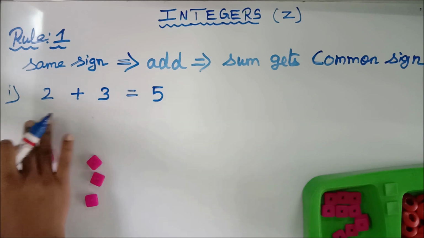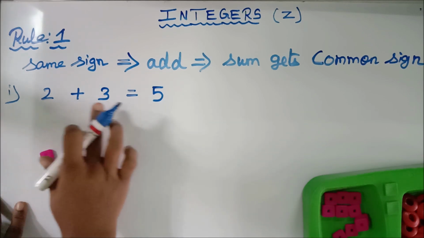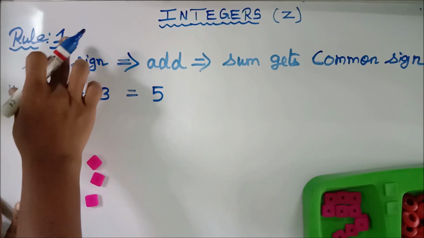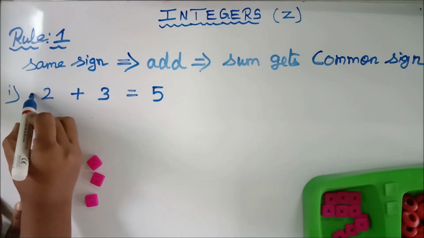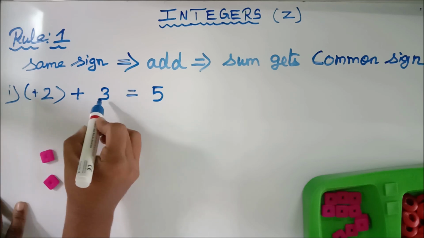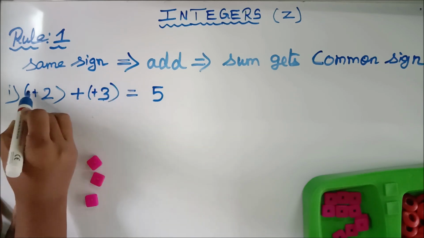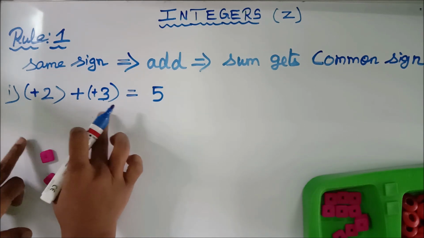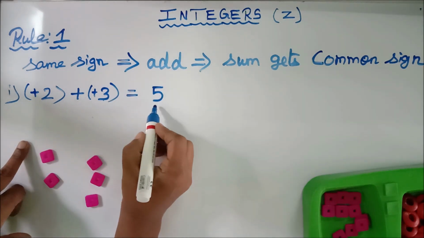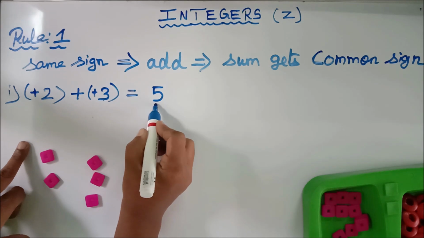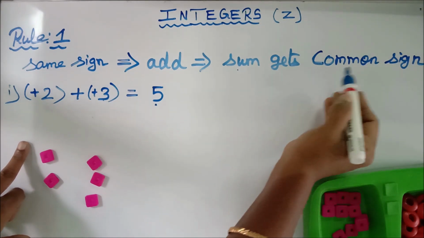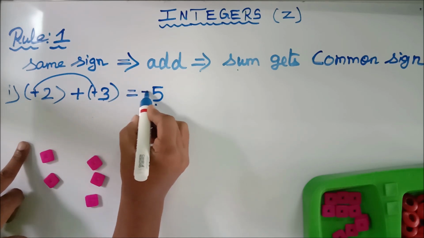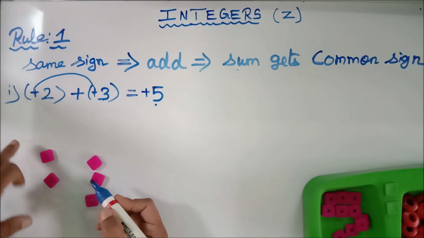Okay. Now see this example children. 2 plus 3. This is the normal addition. 2 plus 3 means 5. As per rule 1, the symbol of 2 is plus. And what is the symbol of 3? It is also plus. So the given two integers are in the same sign. So we are adding. You get one sum. What is the sum here? 5. So the sum also gets the common sign. What is the common sign here? Plus. So here you have to put the plus. Do you understand children?